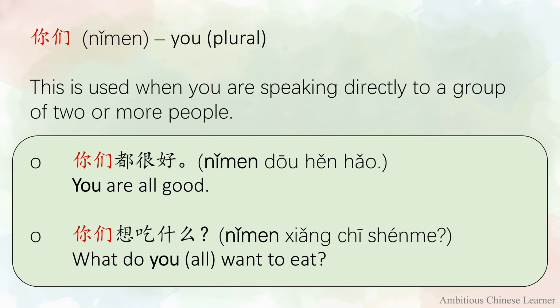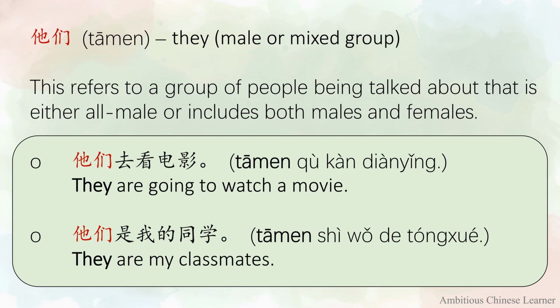他们, they, male or mixed group. This refers to a group of people being talked about that is either all male or includes both males and females. 他们去看电影. They are going to watch a movie. 他们是我的同学. They are my classmates.